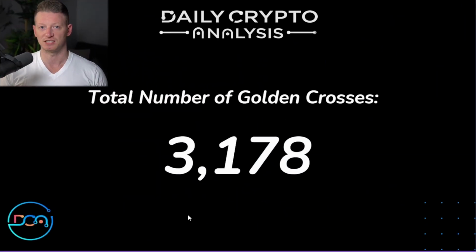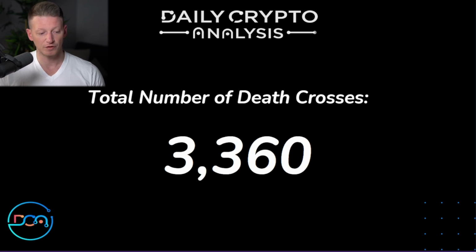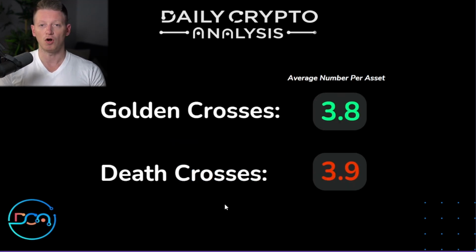So let's talk about the analysis that we did. In total, we collected 3,178 Golden Cross examples. Conversely, across all of the coins that we collected throughout the history of the cryptocurrency market, we came up with 3,360 death crosses. On average, throughout the entire lifespan of all of the different coins we looked at, there were 3.8 Golden Crosses per coin and 3.9 death crosses per coin.